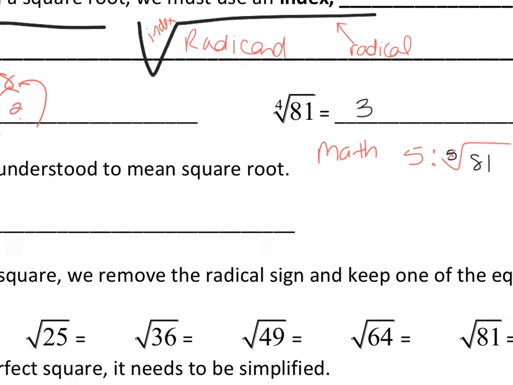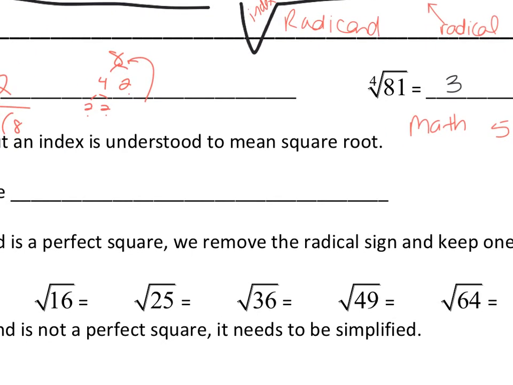So 81 is a perfect fourth, because 3 times 3 times 3 times 3 is 81, which does make sense because 3 times 3 is 9, and 9 times 9 is 81.